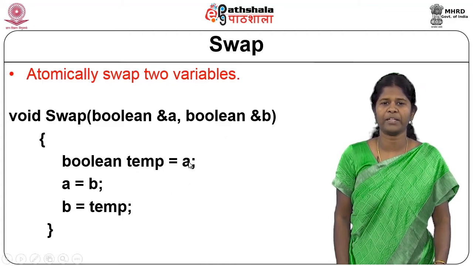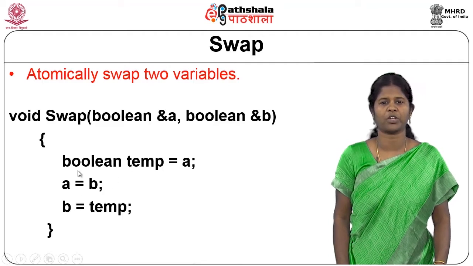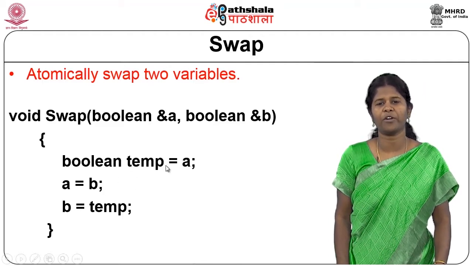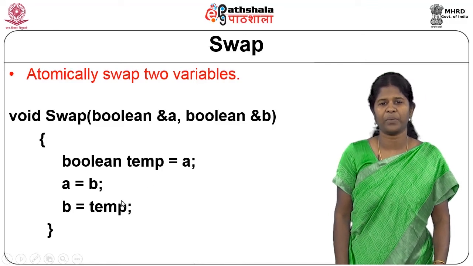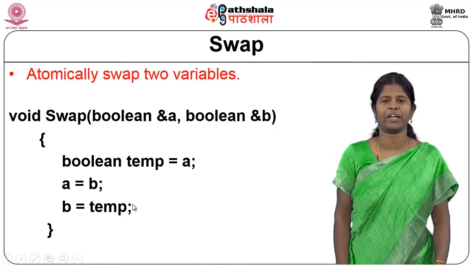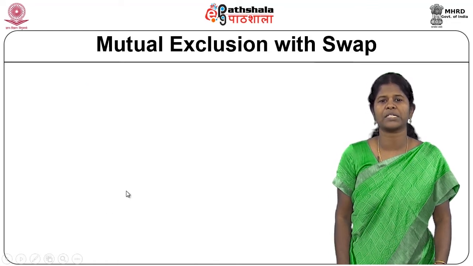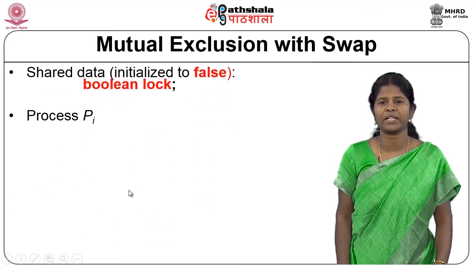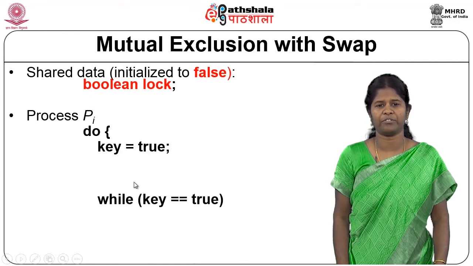So, I copy the value of A to a temporary variable, again a Boolean variable, and then the value of B is copied onto A and the value of temp is copied onto B. Temp actually has the value of A. So, the value of A is copied onto B and the value of B is copied onto A. And using this, we will see how we can achieve mutual exclusion, and an algorithm is given for that.